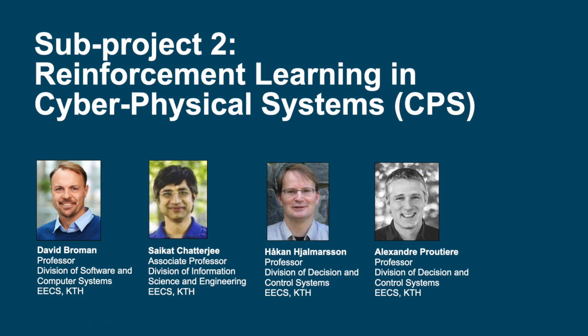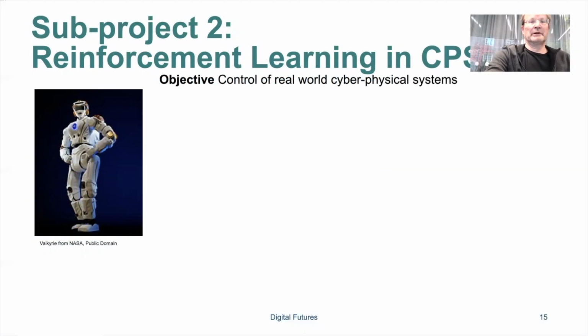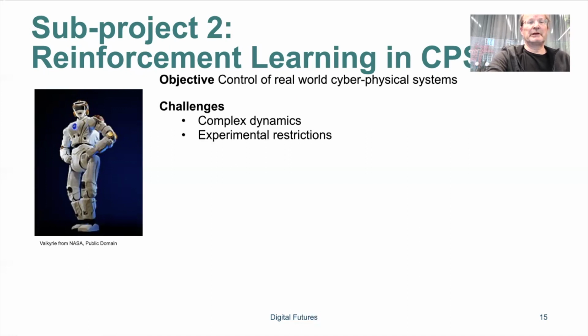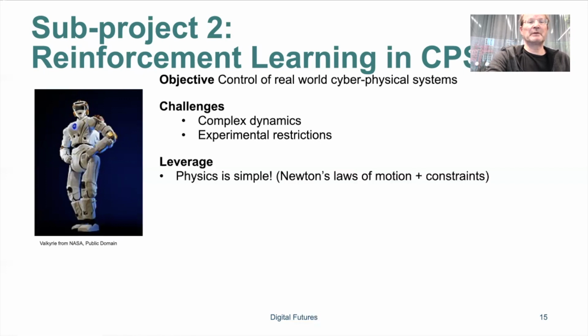Our second sub-project is reinforcement learning in cyber-physical systems. My name is Håkan Hjalmarsson. I'm one of the 4 co-PIs in this project. So in this project, we want to control real-world cyber-physical systems. And the challenges here are that these systems are often very complex, and the experimentation that we can do on them is very limited. Physics, well, it's actually quite simple. It's just a few equations and some constraints.